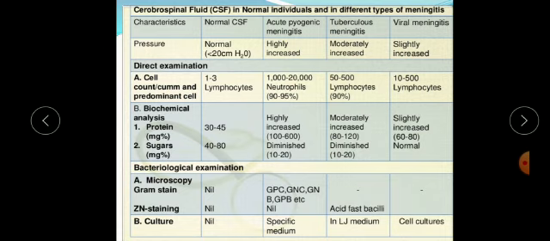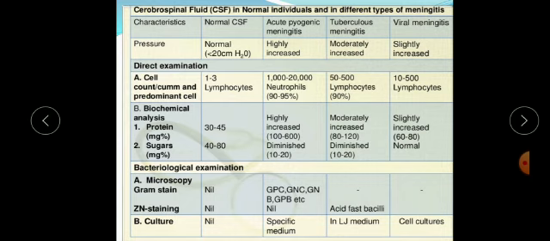Bacterial examination will include Gram stain as well as Ziehl-Neelsen stain. Normal CSF will not reveal any kind of organism. In acute pyogenic meningitis, there will be presence of gram positive cocci, gram negative cocci, gram negative bacilli, and gram positive bacilli. And on Ziehl-Neelsen staining, there will be presence of acid fast bacilli in case of tuberculous meningitis.